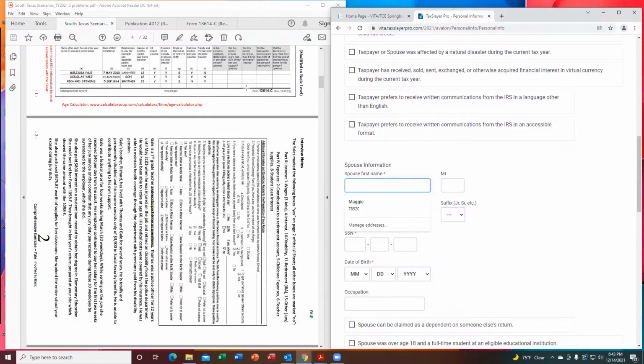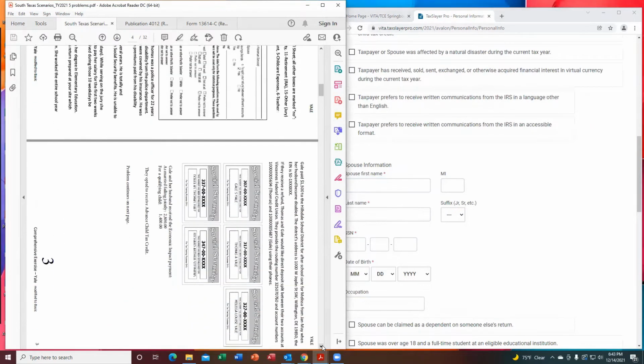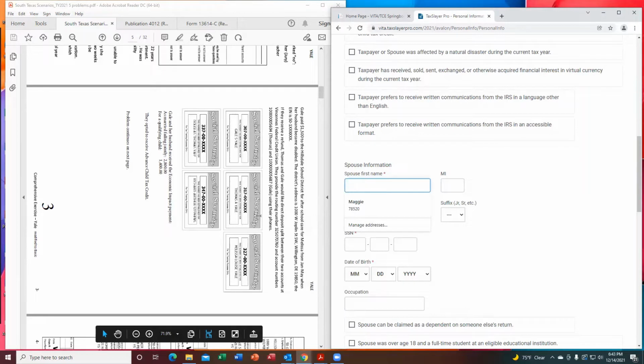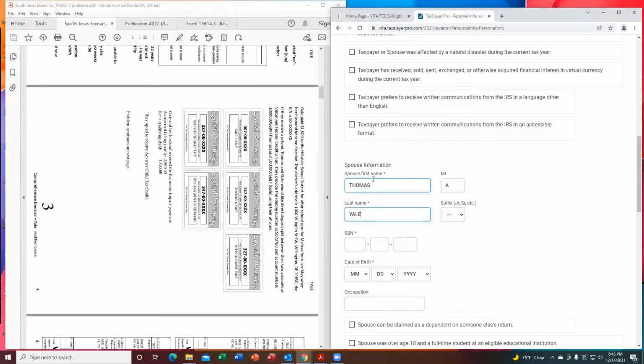Okay, so now the spouse's name. And again, entering as it appears on the Social Security card. So Thomas A. Yale. And then his number.